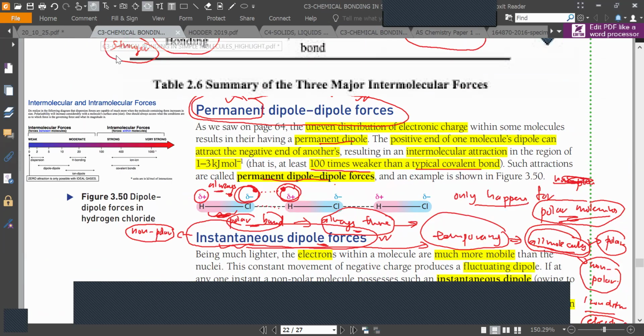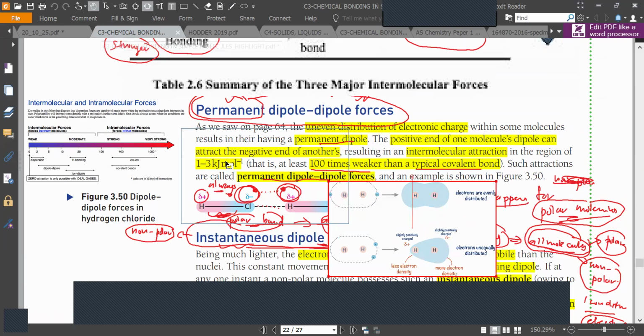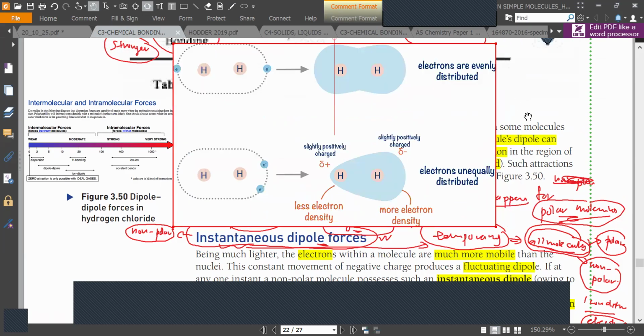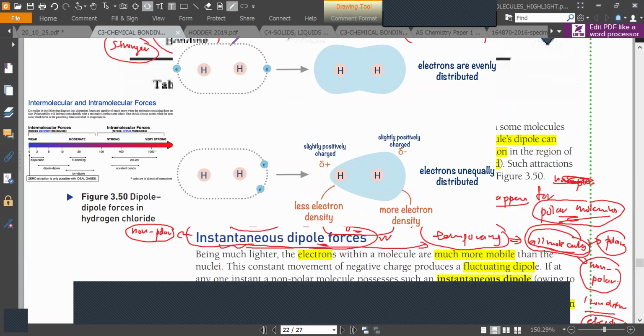Feel free to stop me anytime to ask a question or to skip ahead. Now I will explain how this instantaneous dipole happens. So we see here hydrogen, hydrogen. This hydrogen-hydrogen bond is non-polar.